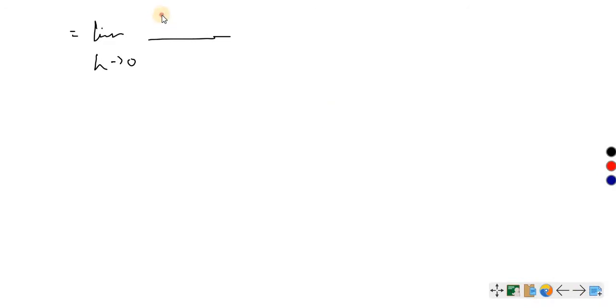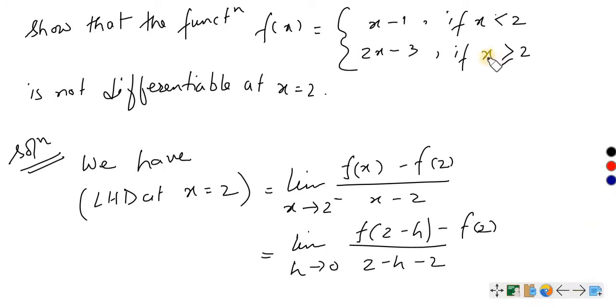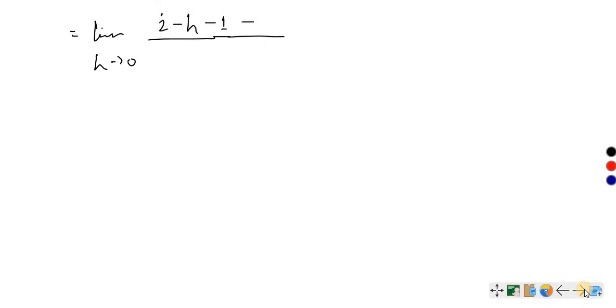So here we'll be putting x minus 1, that is x is what here? 2 minus h minus 1. So this is my f of x minus. Now I'm again coming back here. If you see, if x is equal to 2 or greater than 2, which function we have to use? We have to use this function, that is 2x minus 3, and we will be using this now for f of 2.